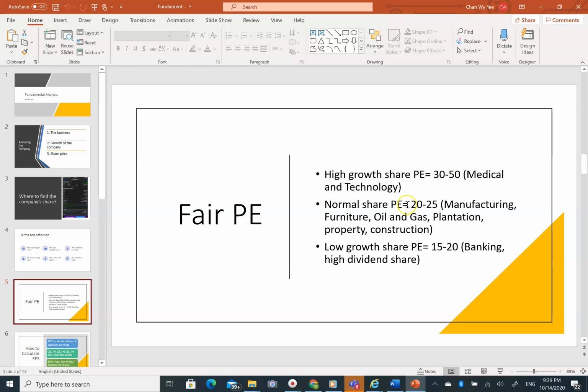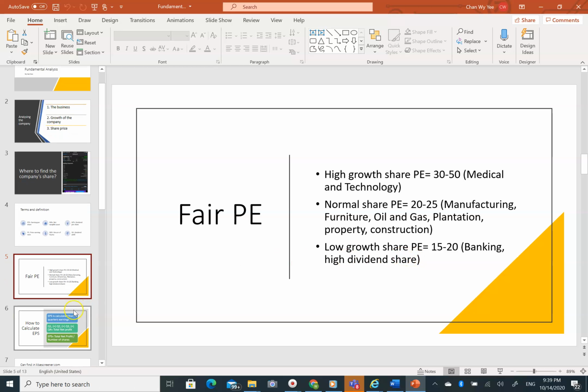Normal share PE will be 20 to 25, which includes manufacturing, furniture shares, oil and gas companies, plantation, property, and even construction. Low growth share PE will be about 5 to 20, for example, banking, industry, and high dividend shares, like Berjaya, Toto, and so on and so forth.